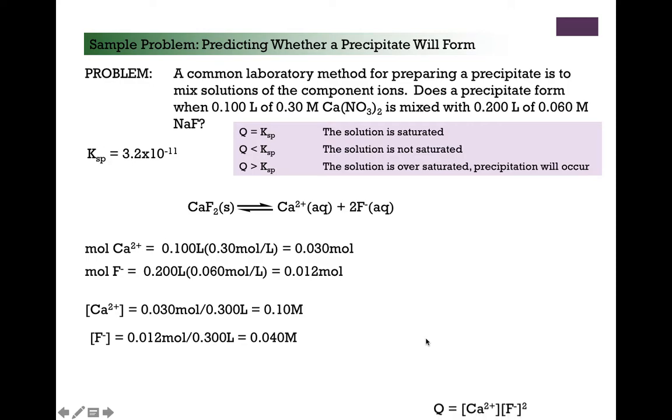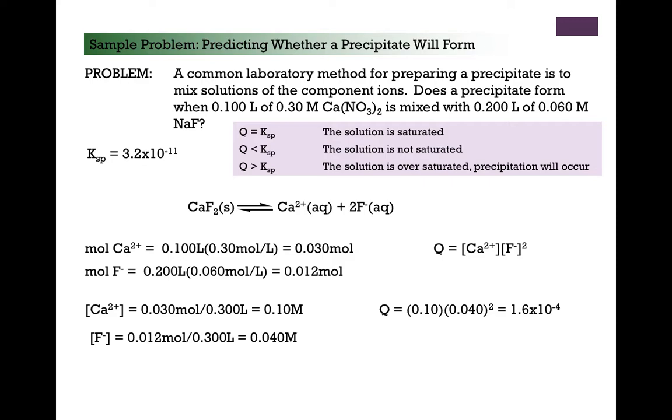Well, good news, our Q expression is the exact same as our KSP expression. It is our products over reactants. We don't have to worry about our reactants because this is a solid, raised to their coefficient or stoichiometric values. That's where our 2 came from in the balanced chemical equation. So we take our values, we plug them on in there, and we solve for our Q, and we get 1.6 times 10 to the negative fourth. Yay, we got a number.